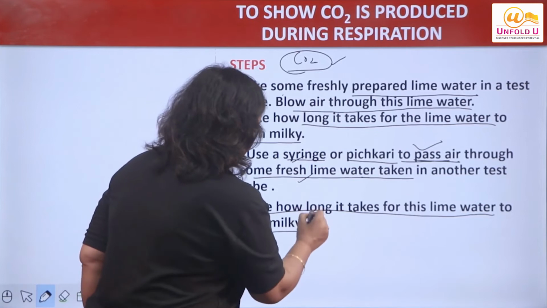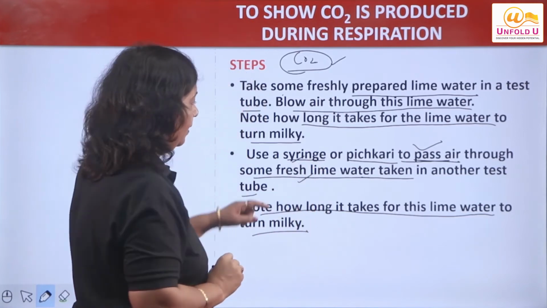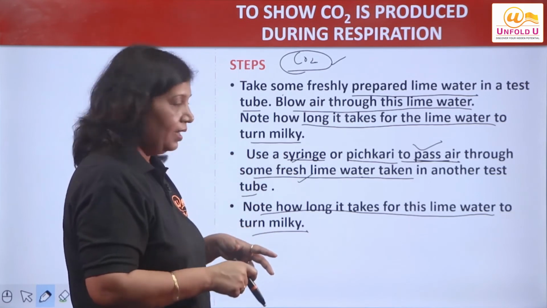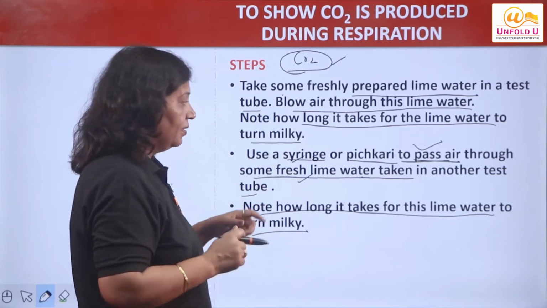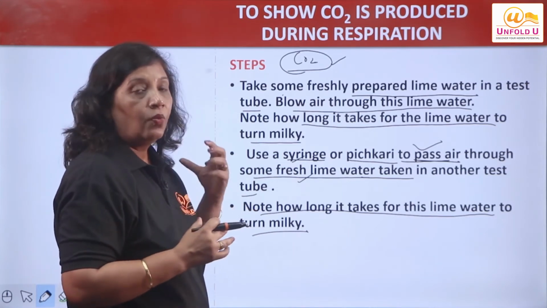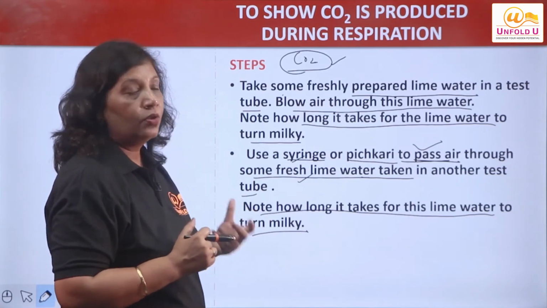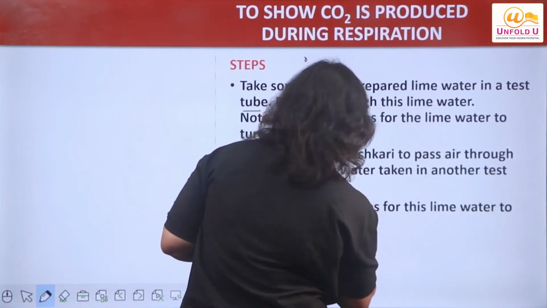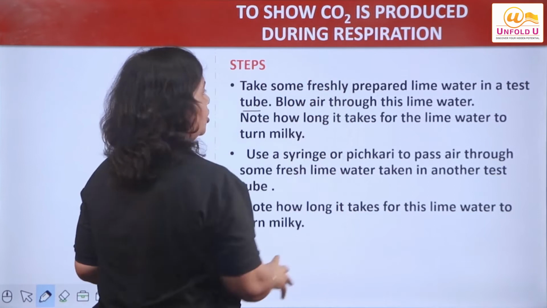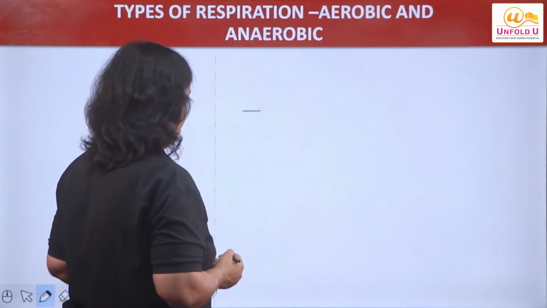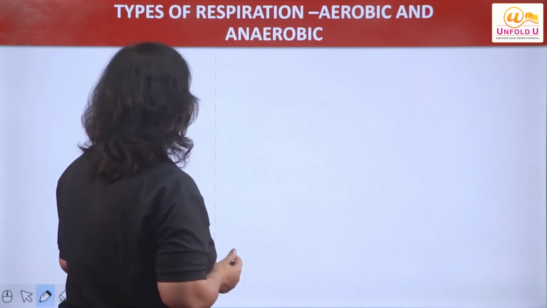So it takes longer for the lime water to turn milky in the case where we have used the pichkari, and within no time it turns milky in the test tube where we have exhaled out through our mouth. So this activity proves that it is carbon dioxide which is produced during the process of respiration, right.